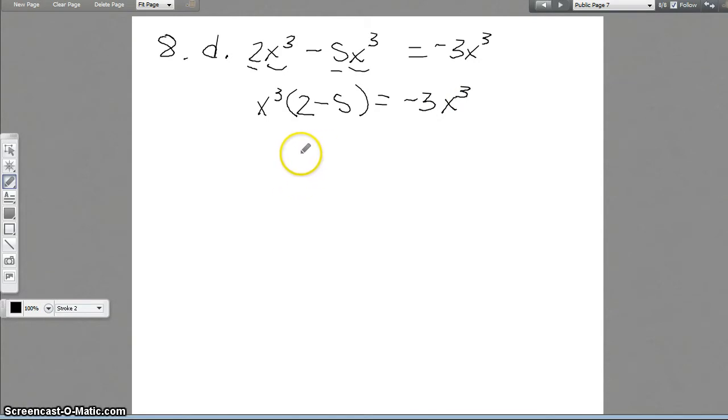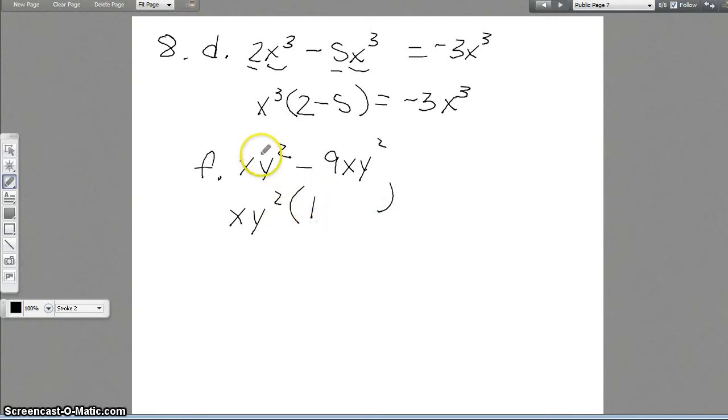Now I'm going to work just one more part, which is part F. Part F is xy squared minus 9xy squared. What's our greatest common factor? That's actually going to be the xy squared because there's an x in each term and there's a y squared in each term. So what do we have to multiply that by? Well, xy squared times 1 will give us our xy squared, and xy squared times a -9 will give us -9xy squared.